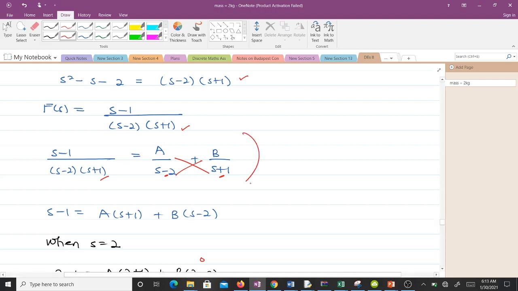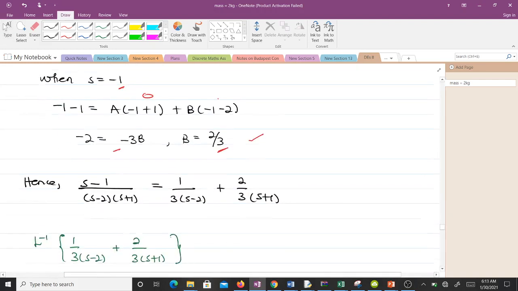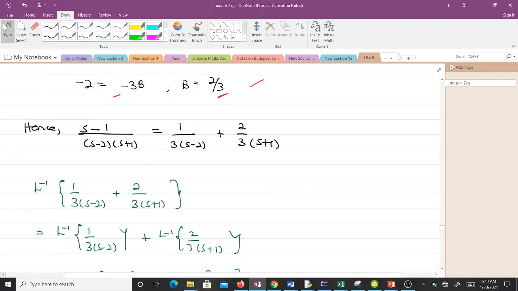So doing that will give us 1 over 3 x minus 2 plus 2 over 3 x plus 1. So now we can easily find the Laplace inverse of this. Okay, so we have the Laplace inverse of 1 over 3 x minus 2 plus 2 over 3 x plus 1.